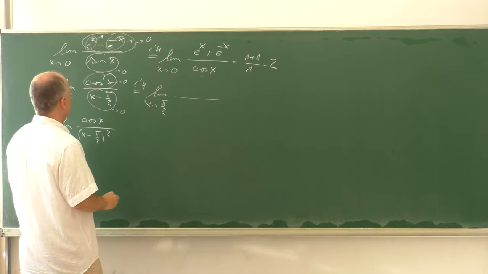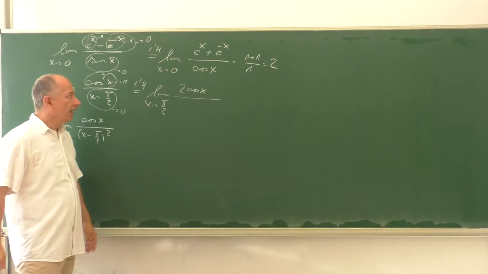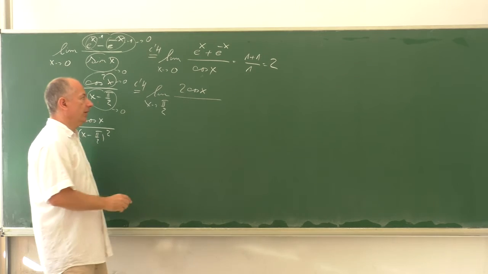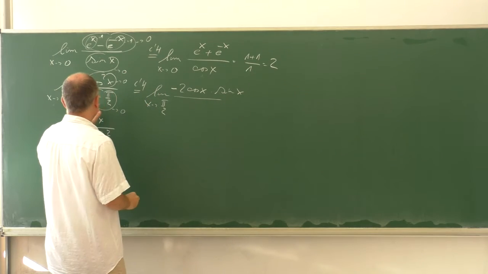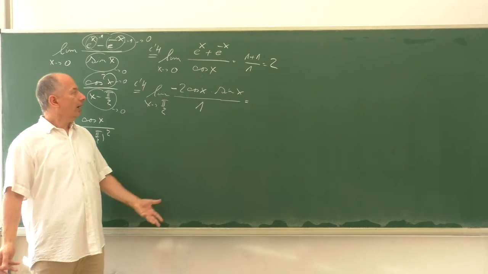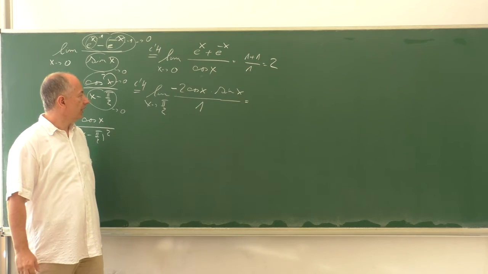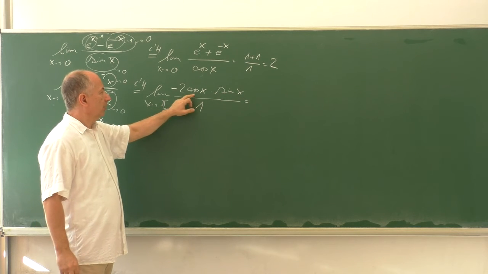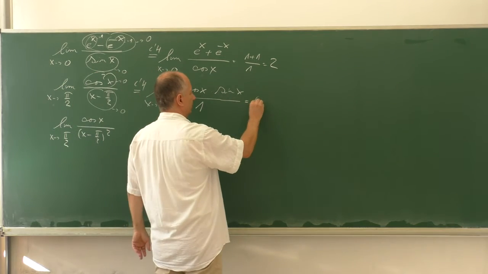And now the derivative of cosine square is 2 times cosine times the derivative of the inner function. The inner function is cosine, and the derivative of cosine is minus sine. So minus sine of x. And the derivative of x minus pi half is 1. Well, and this is a continuous function at pi half, so the limit exists and is equal to the function value. Cosine pi half is 0, sine pi half is 1, cosine pi half is 0, so the result is 0.